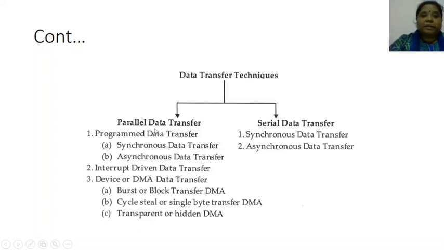Further, programmed data transfer is divided into synchronous data transfer and asynchronous data transfer. And DMA data transfer is again divided into three: burst or block transfer DMA, cycle stealing or single byte data transfer DMA, or transparent or hidden DMA. Then another type of data transfer technique is serial data transfer, which comes under two modes. One is synchronous data transfer, another is asynchronous data transfer.